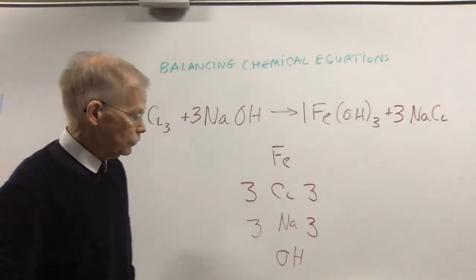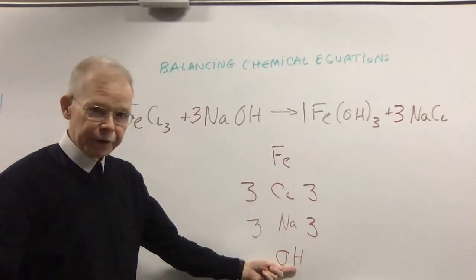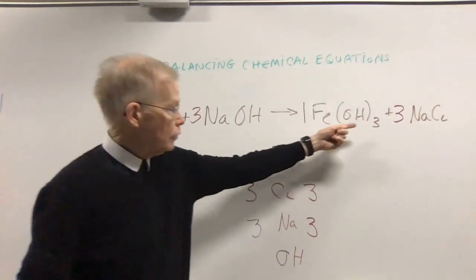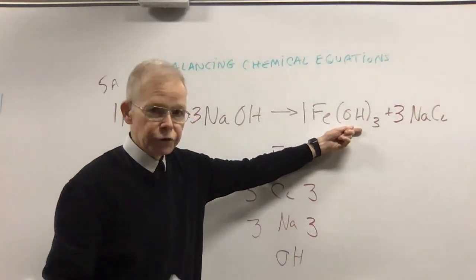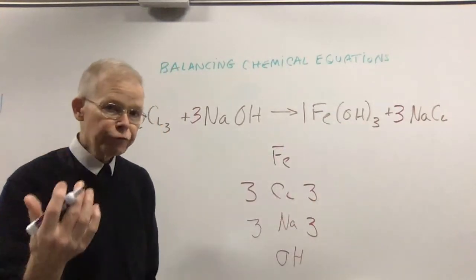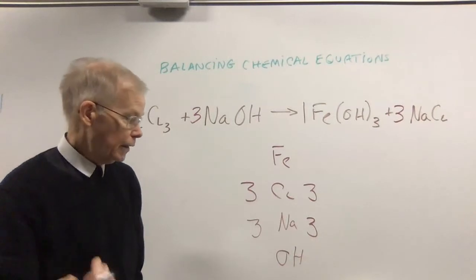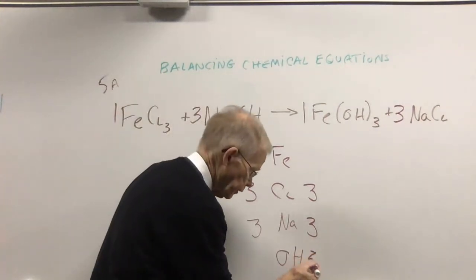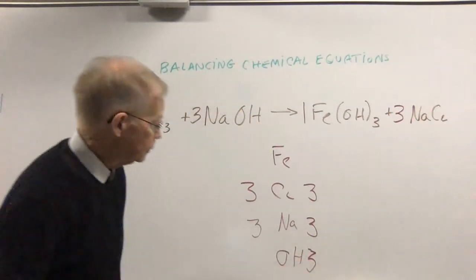And then the final thing is to look at the OHs. My OH group here, I look on the product side. There's an OH in parentheses with a 3 outside of it. That means I have 3 OHs in that compound. So I'm going to put a 3 with that OH.